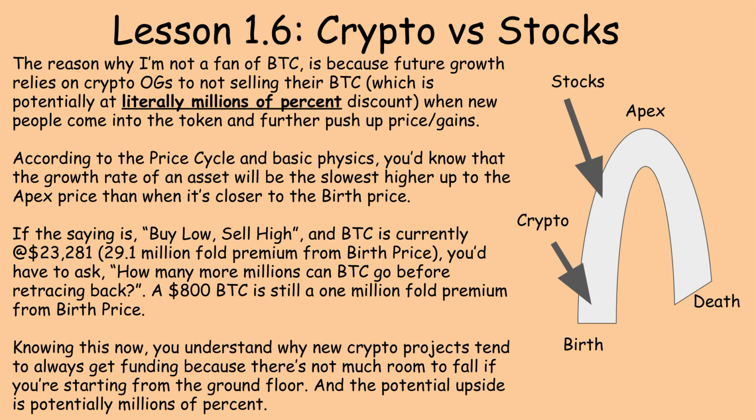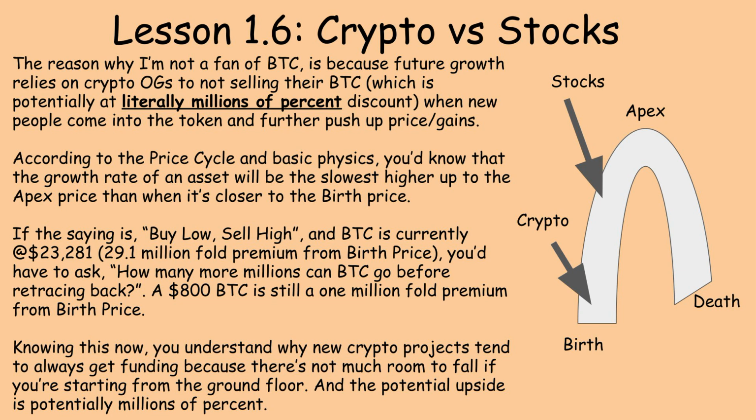So, according to the price cycle and basic physics, you know that the growth rate of an asset will be the slowest higher up to the asset apex price than when it's closer to the birth price. If the saying is buy low, sell high, and Bitcoin is currently at $23,281 at the time of writing, which is currently a 29.1 million fold premium from birth price, you'd have to ask how many more millions, in terms of percent, can Bitcoin go before retracing back.